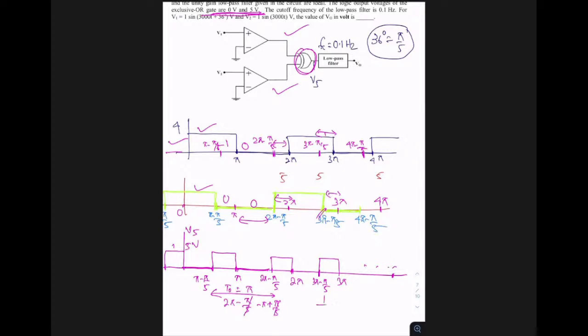So what is 1 by T naught? 1 by T naught is basically 1 by pi. How much is 1 by pi? 1 by 3.141, how much will it come? I want to know what is the fundamental frequency of this V5. Fundamental is 955 Hz? No. How is it 955 Hz? What is 1 by pi? 1 by 3.141, how much will it come? One second.